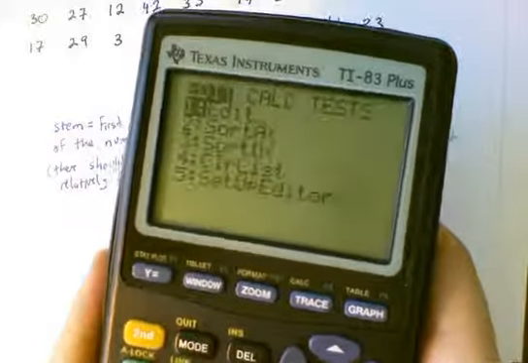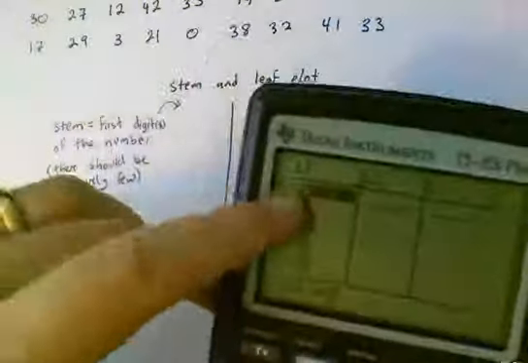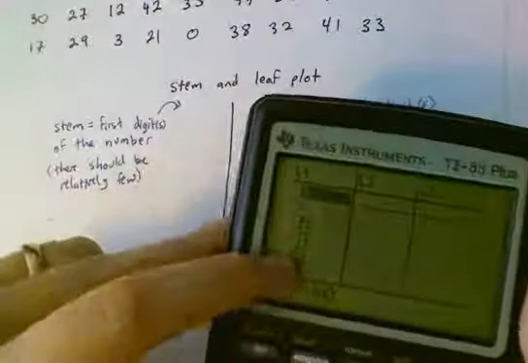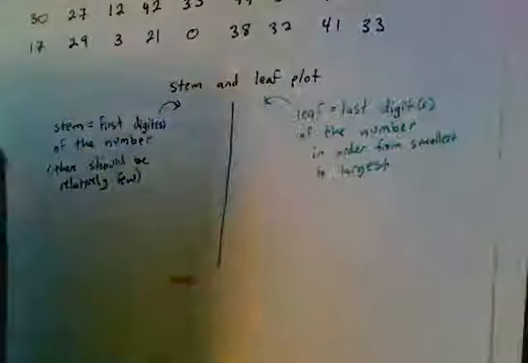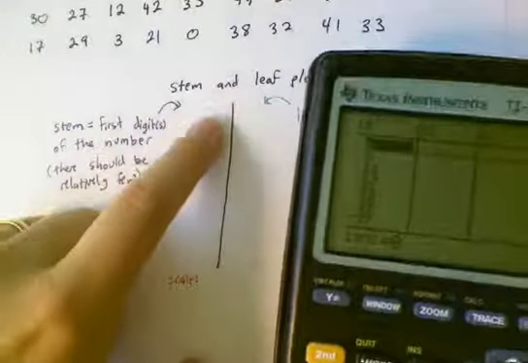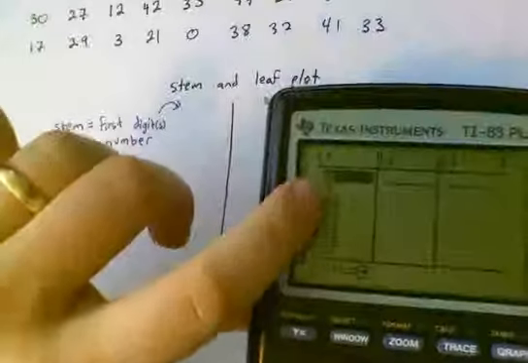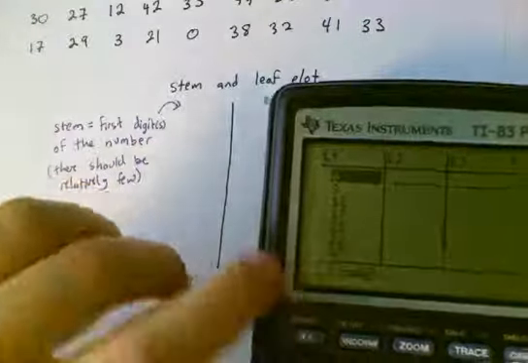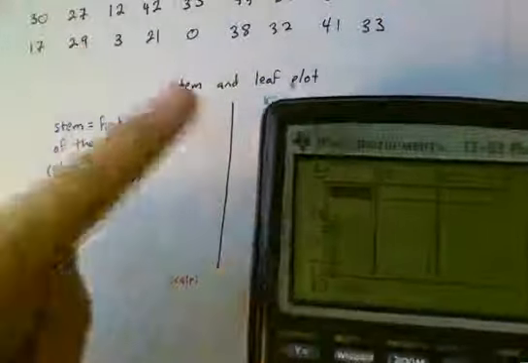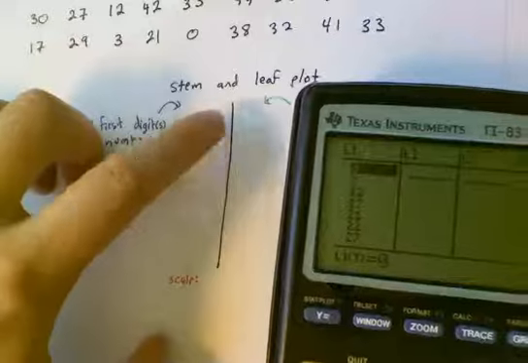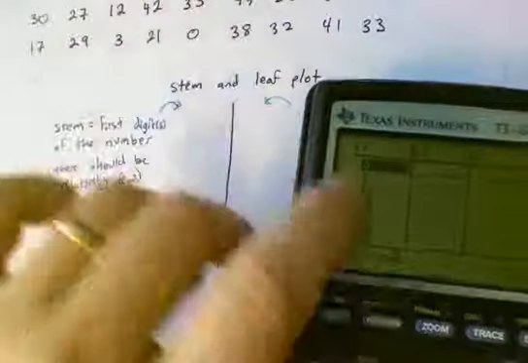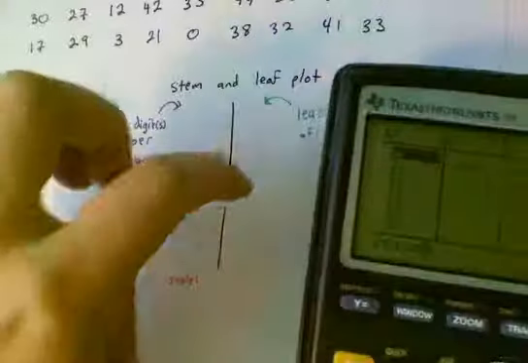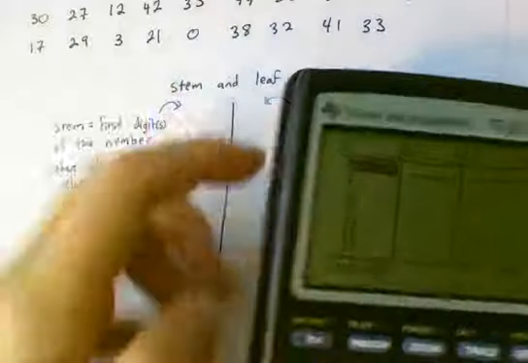Now if I go back to Stat Edit, all my numbers right here are now lined up in order from smallest to largest. So that's useful because what we're going to do is take the first digit of the numbers and put it here. Notice how there's multiple ones, there's multiple twos, there's multiple threes. So I'm going to put the first digit here and then all of the numbers that have this last digit are going to go over here.